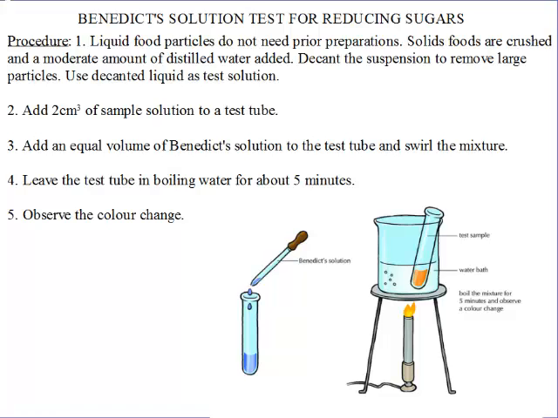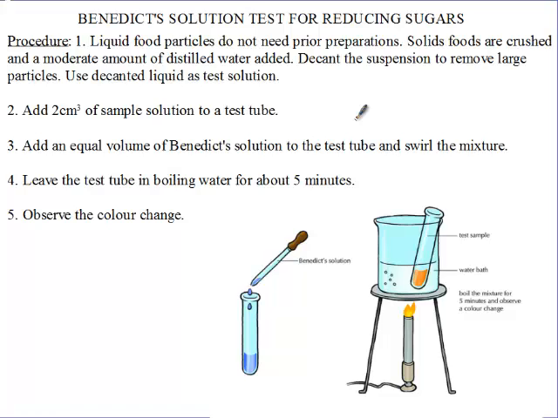Now we will need to obtain a liquid food substance. That is what we are going to use. So if the food is already in the liquid state, then we can just go ahead and do our test. But if it is not in the liquid state, the first thing we're going to do is crush the food and then mix with a moderate amount of distilled water. We need distilled water because we don't want any other ions added to the substance. Now we allow it to stand for a while, and you're going to see that the larger food particles settle at the bottom. So we just pour the water on the surface, and then use that liquid as our test substance.